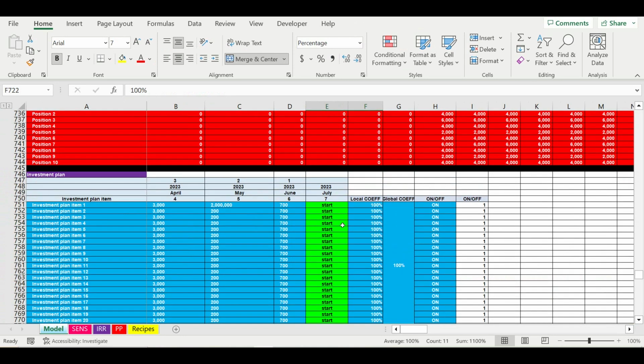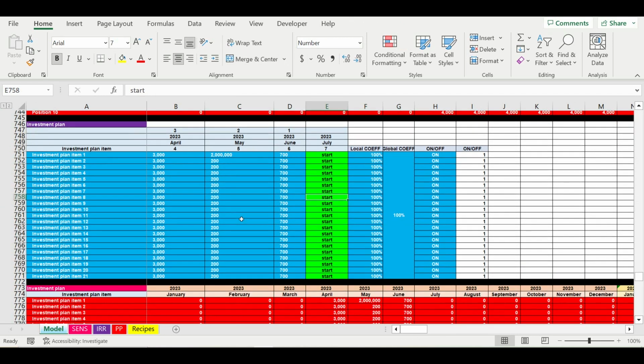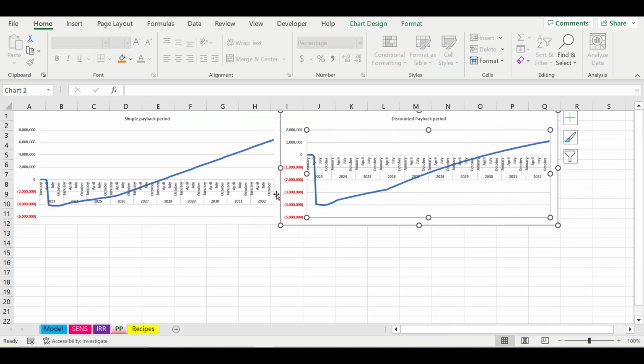Then we are moving to the investment plan. Inside the investment plan, the most important thing is the ability to switch on and off different items from the investment plan, and for example have a global coefficient inside this block of inputs to see what will happen to our project if we have to invest more money in our project to get the same revenues. What will happen with the simple discounted payback period?